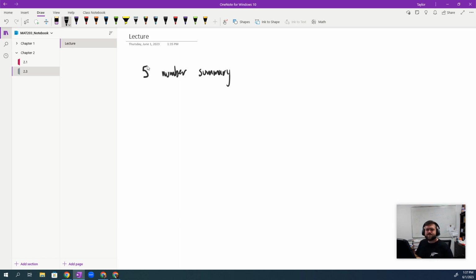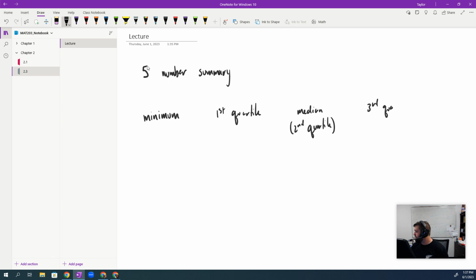Here's the first one. So the five-number summary is this. We have the minimum, first quartile, and don't worry, I'm going to explain these. The median, also known as the second quartile. The third quartile, and the max.